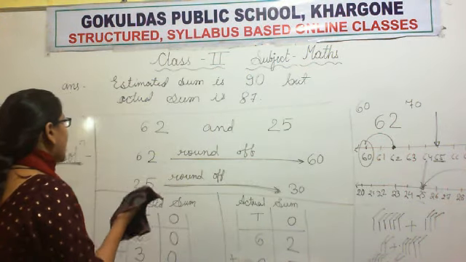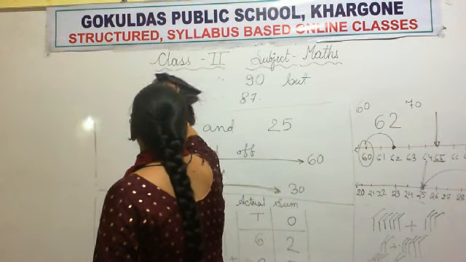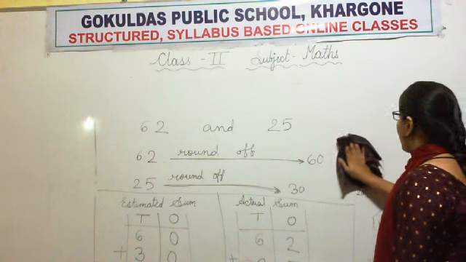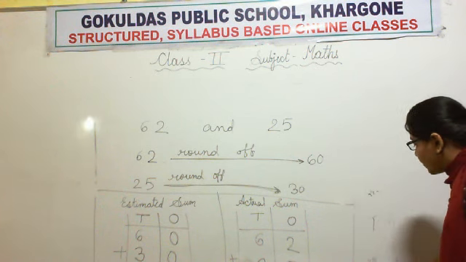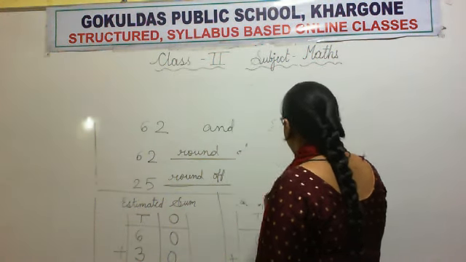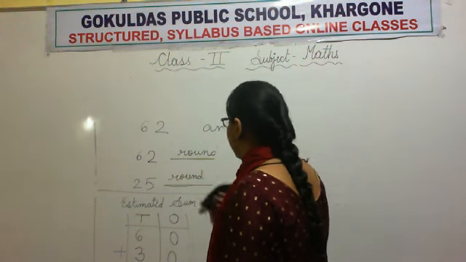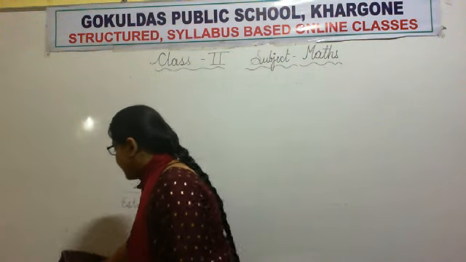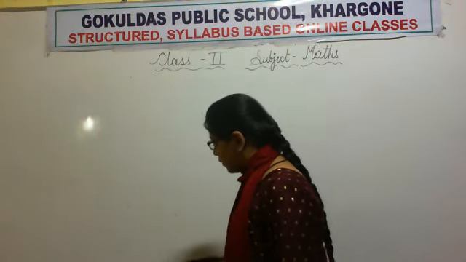So now let's come to our book's exercise questions. Again, what we will do first of all is round off the given numbers. After rounding them off, we will add the rounded off numbers and we will add the actual given numbers, and then we will write the answer that this is the estimated value and this is the actual value.